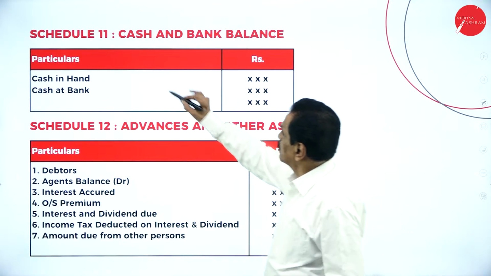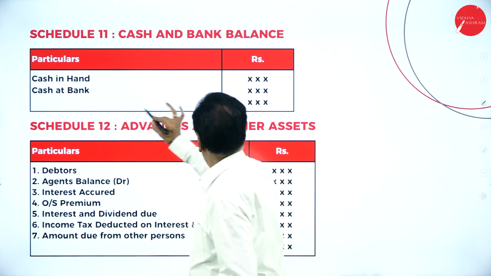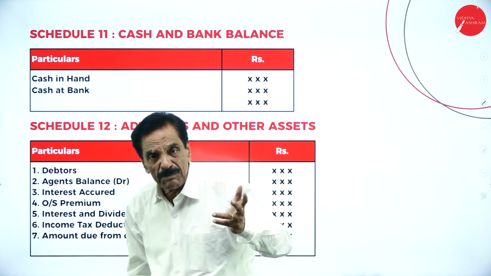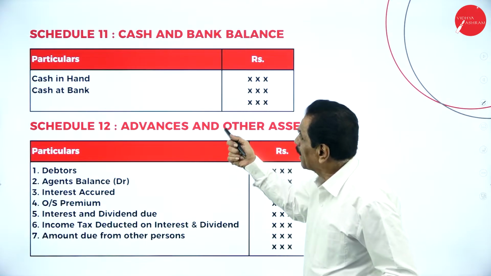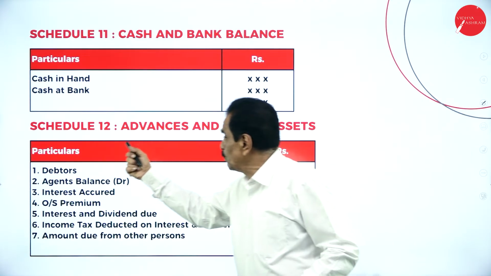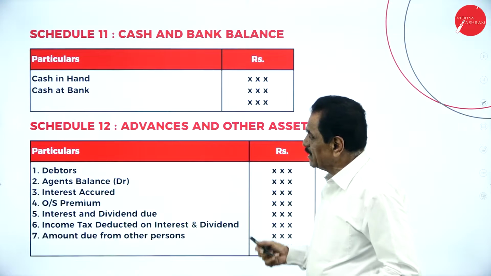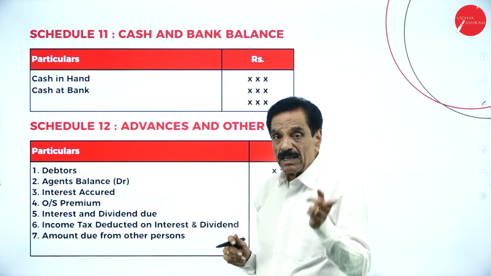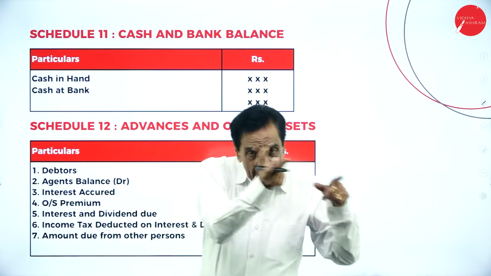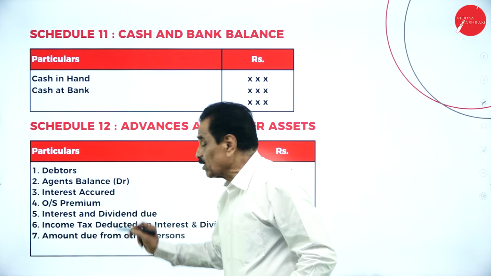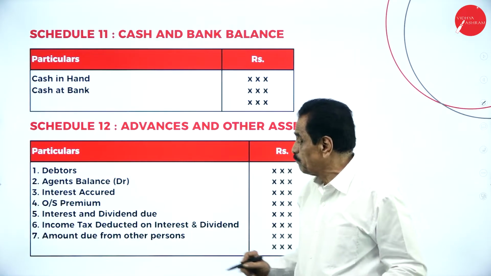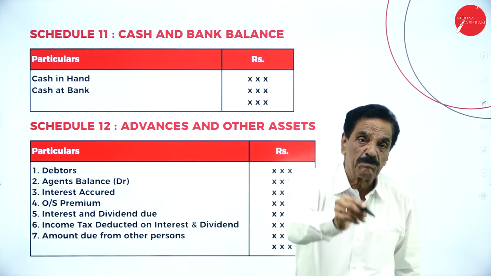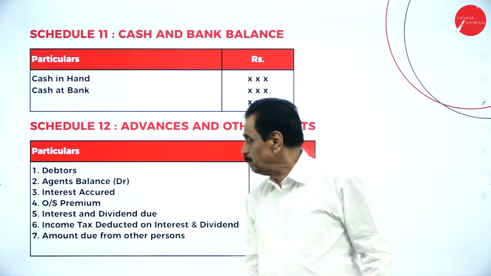Then we move on to cash and bank balance. Cash in hand and cash at bank, whatever the amount available in cash in hand, whatever the amount available in cash at bank should be added in the schedule number 11. Schedule number 12, advances and other assets: debtor, agent balance. Agent balance debit entry is an asset, credit entry is a liability. Interest accrued, receivable, interest receivable, outstanding premium. I told you, if it is an adjustment, it should be added to premium, then it will come on the assets of the balance sheet.